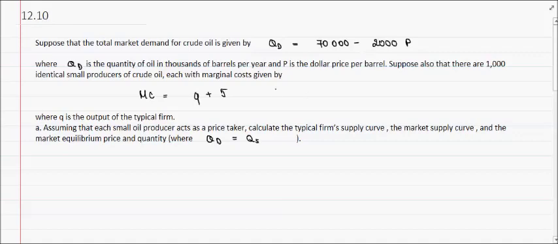Each of them has a marginal cost equal to Q plus 5. So part A is asking you to assume that each of the small producers will just behave as a price taker, and calculate a typical firm supply curve, the market supply curve, and the market equilibrium price and quantity. Alright, so now if the firms are price takers, then they are going to produce at the point where the price equals marginal cost in order to maximize their profit.